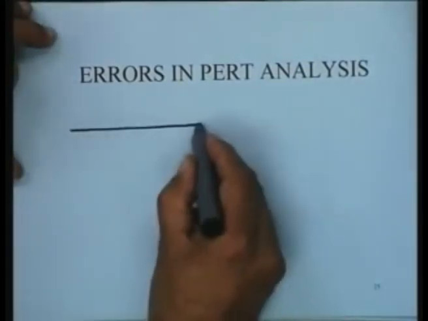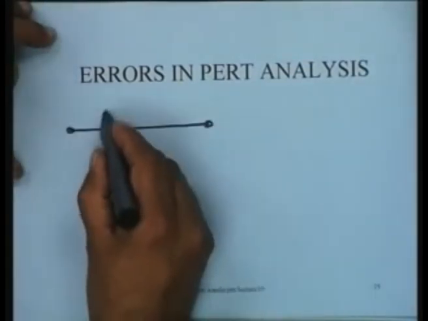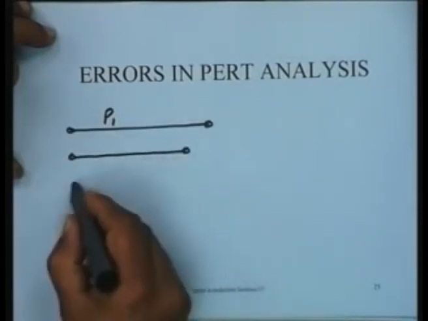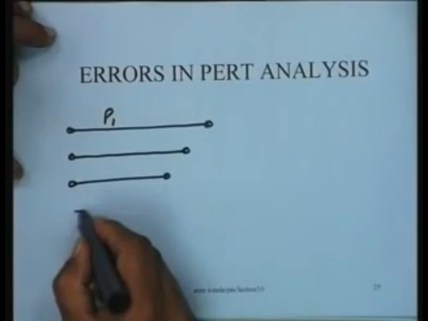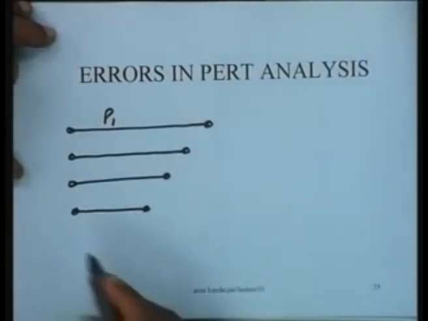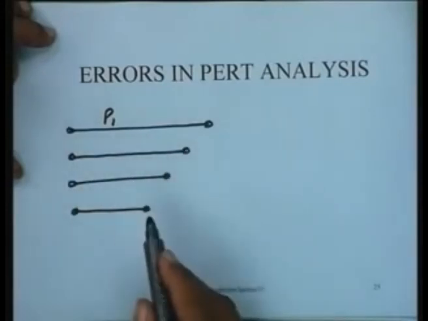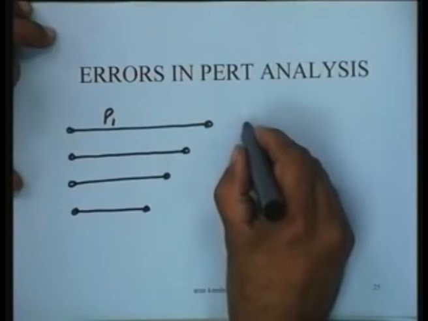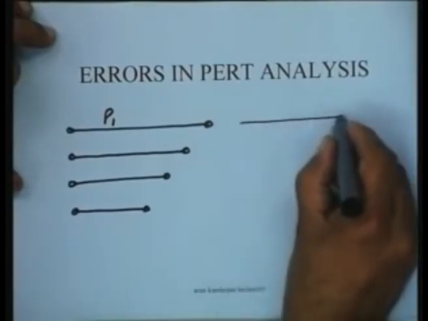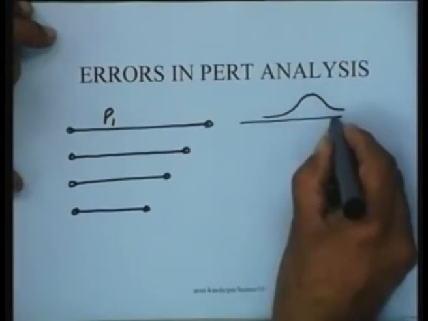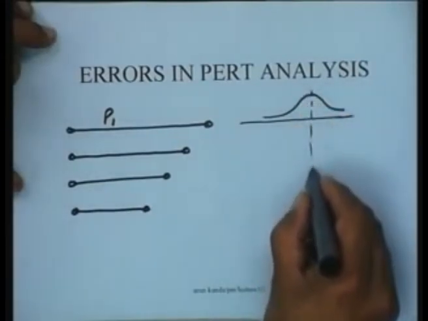For instance, they would look like this. You have the critical path, which is P1. You have a path which is slightly less than this. You have other paths. If you have the paths in descending order of their lengths, and these are all paths going from source to sink, the critical path is the longest path. So this distribution will be a normal distribution with mean equal to this. This is the mean of the critical path.